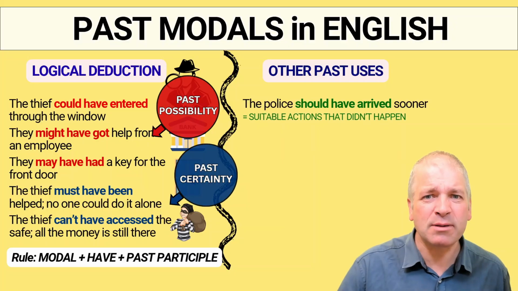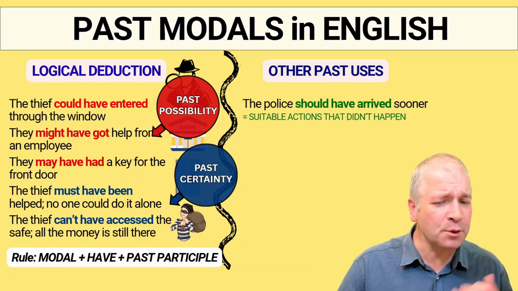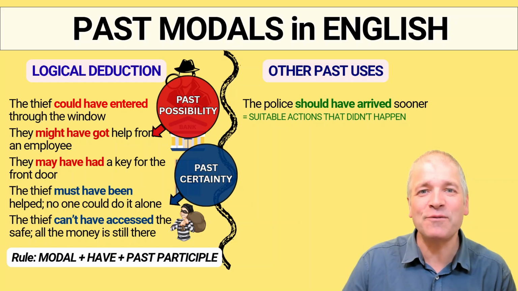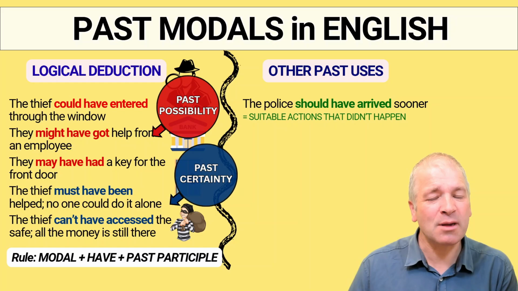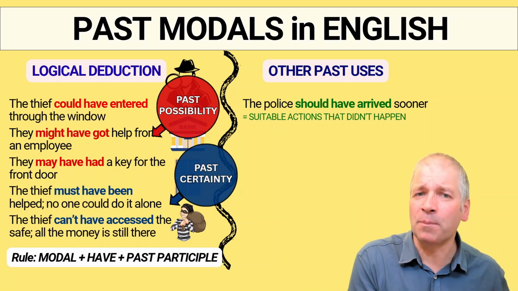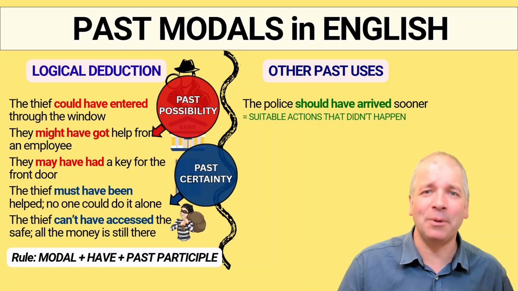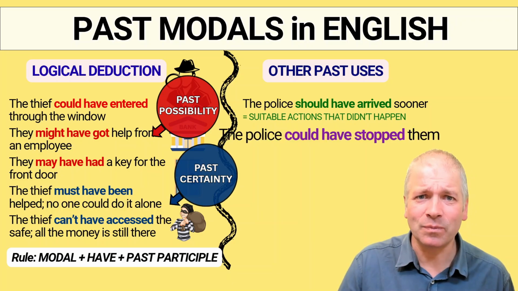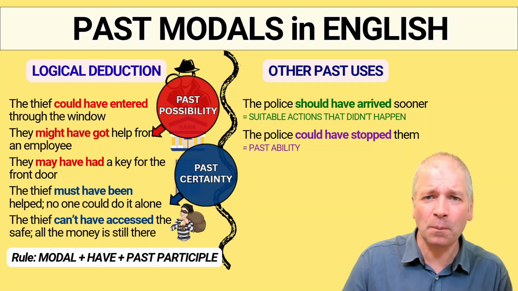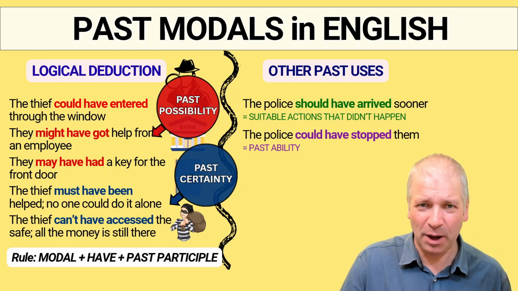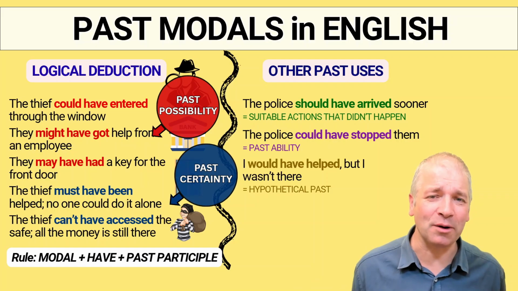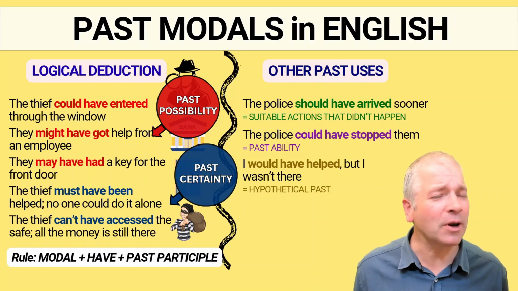Other ways of expressing modals in the past are for suitable actions that didn't happen, such as the police should have arrived sooner. This is where someone is looking back and they think of what would have been suitable, but it did not happen. It's kind of reminiscing. Also with could for past ability. The police could have stopped them. They had the ability in the past to stop them. Would is used for the hypothetical past. I would have helped, but I wasn't there.